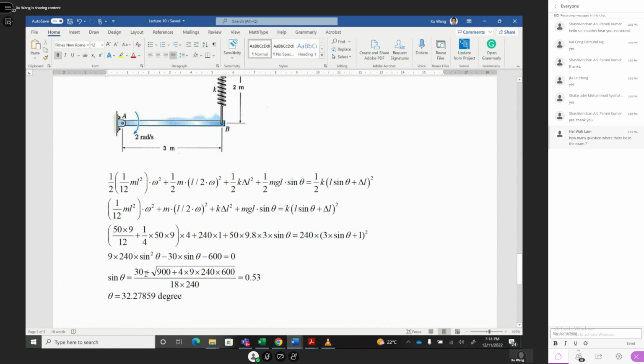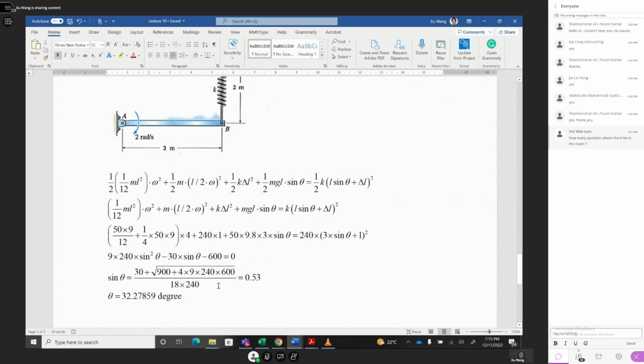Why am I not taking the minus? Because this square root is larger than this one, so if you take the minus, this becomes negative. Negative means your theta would go in the other direction, but your theta should go this direction. It's impossible to go up. That's why you only take the positive.